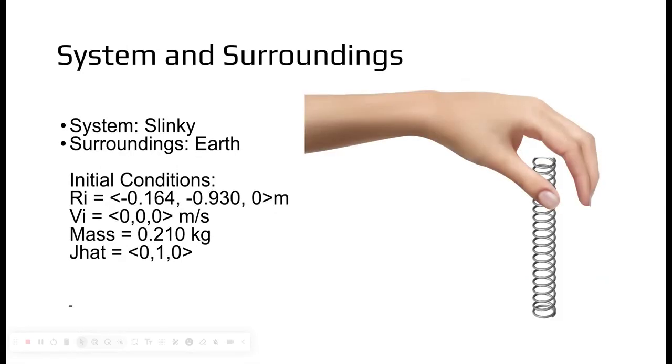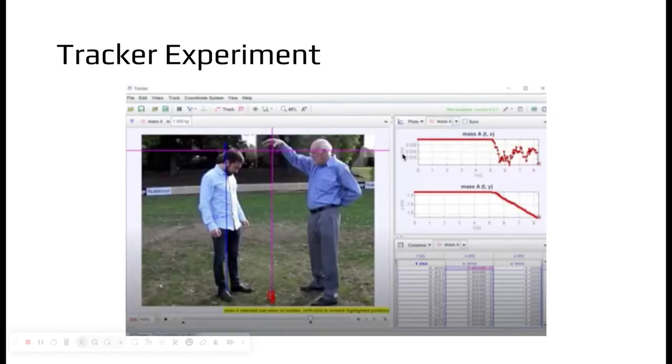So what is the system and surroundings? The system is the slinky, whereas the surroundings are the earth and the ground as well. The initial conditions were found based on the Tracker. So the initial conditions are as follows: the initial position, the initial velocity, and then the mass, and then j hat, which is the vector pointing in the direction of the slinky.